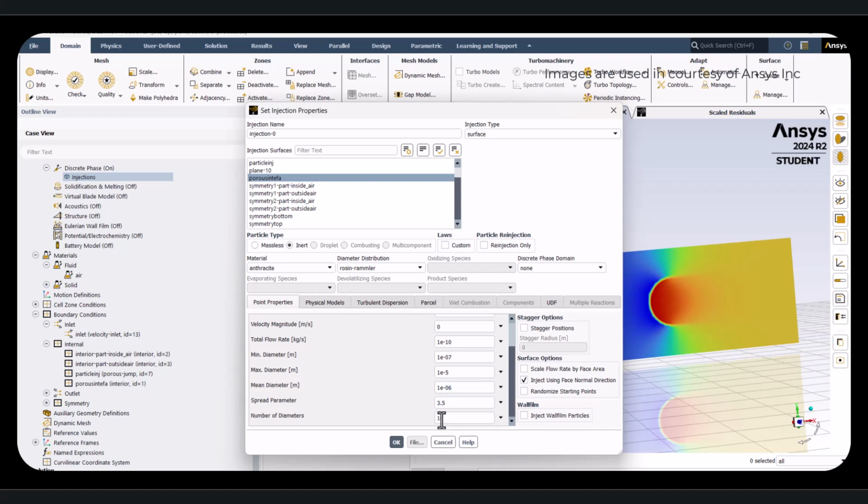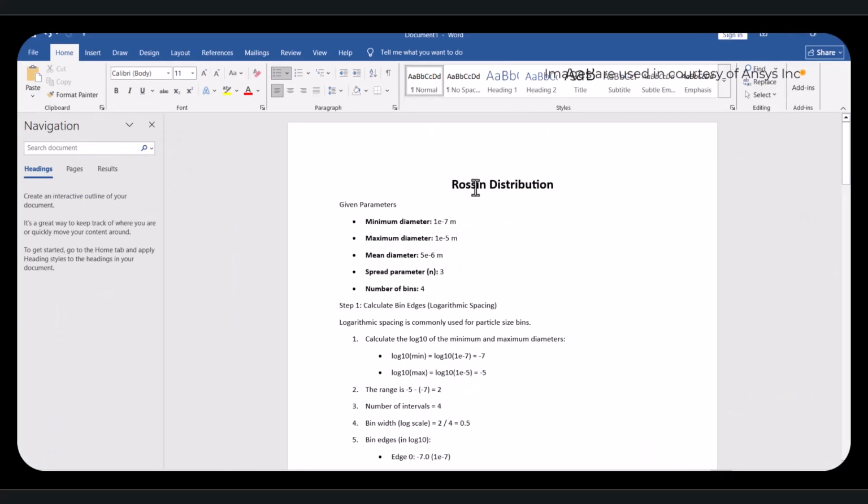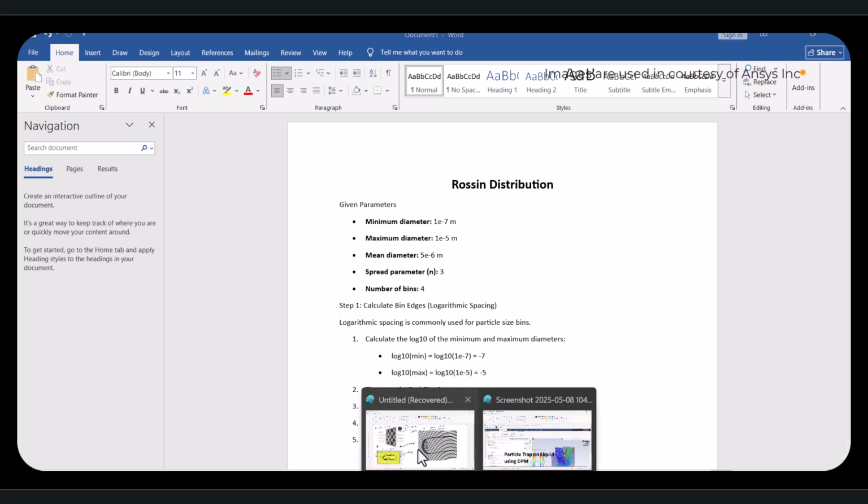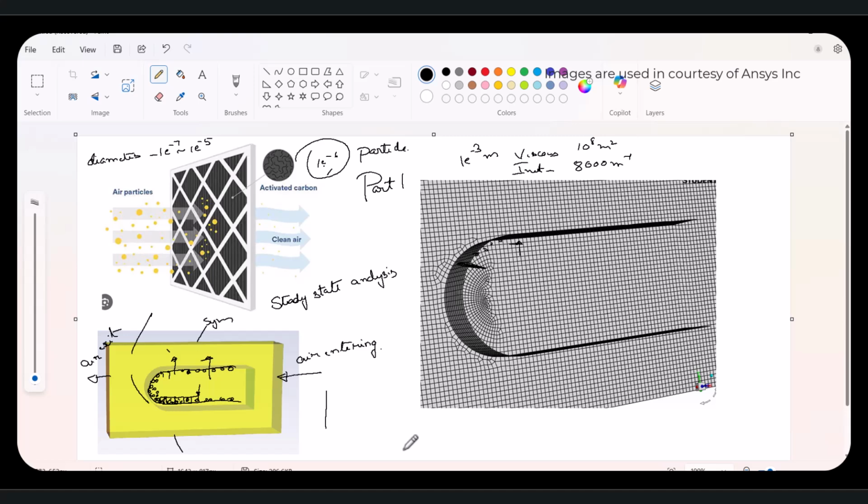This is an important point, how we will set this, what exactly this means. So I'll just open a Word document. This is the Rosin-Rammler distribution. I have taken these notes to explain it to you. When we have given these bins and the spread diameter, in each bin, for example, there would be 3 bins. In these 3 bins, we have given the maximum diameter as 1e-5 and 1e-7. So this is 1e-5, and these 2 we don't know, and 1e-7 we do know.